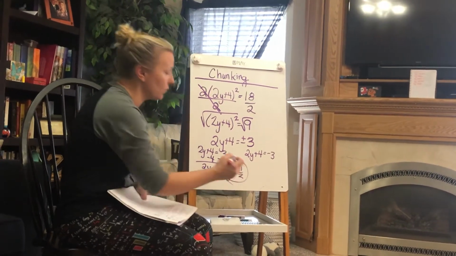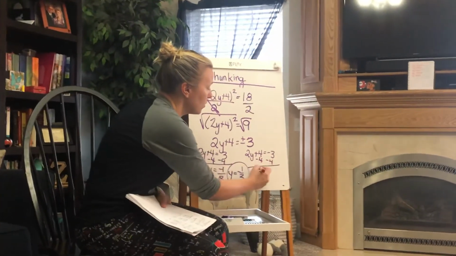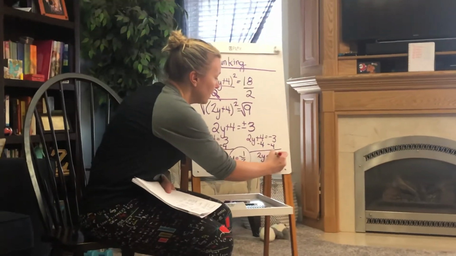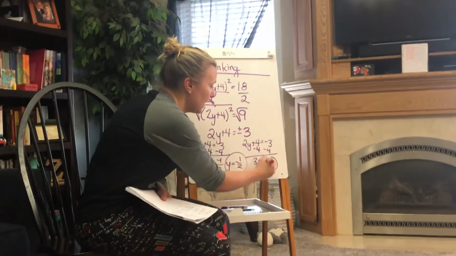And you don't like that because it's a fraction, but it's a good answer. And then you subtract 4 and subtract 4. You get 2y equals negative 7. Divide by 2, and so you get y equals negative 7/2.